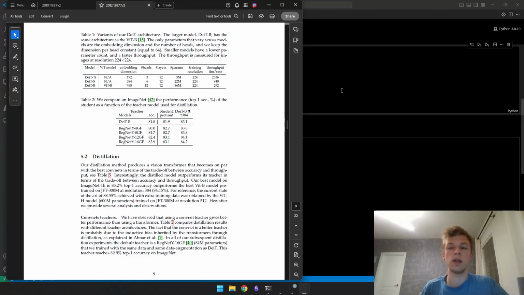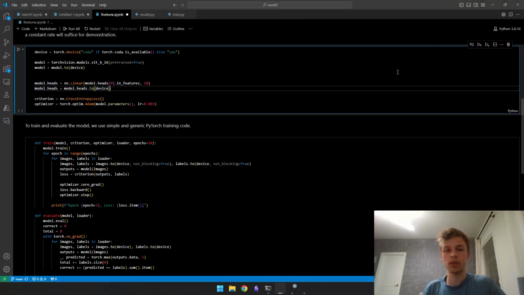There's also Swin, which is a popular vision transformer model that uses shifting windows. There are many other kinds, as well as a combination of convolutional neural networks and vision transformers that has also been a prevailing architecture.